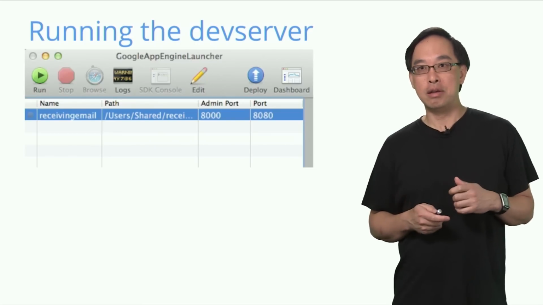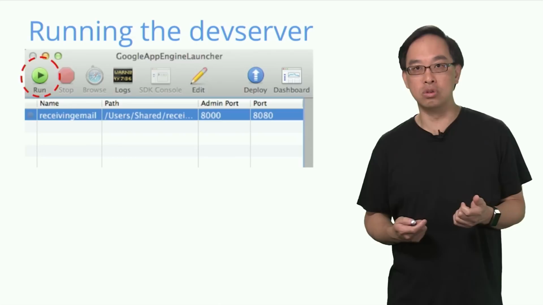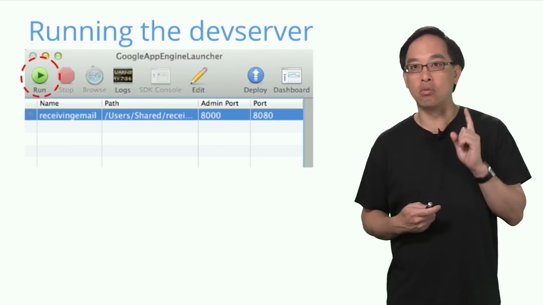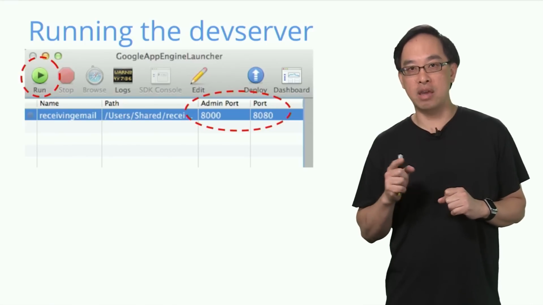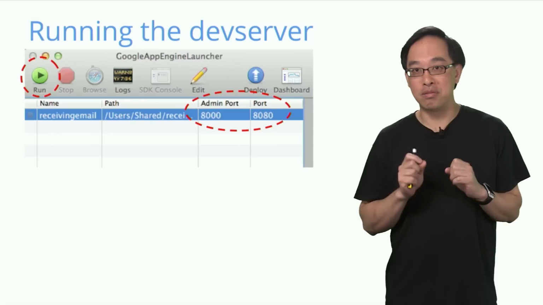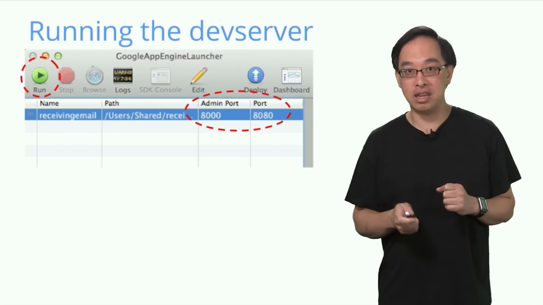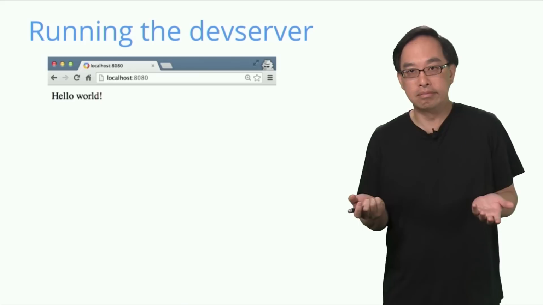When you do this, by either clicking Run on the Launcher UI or using the command line tool, make sure, by the way, that you note the port numbers for both the main app as well as the admin console, because we're going to use both. Point your browser at the main app at localhost 8080. You should see the main handler in action rendering Hello World.